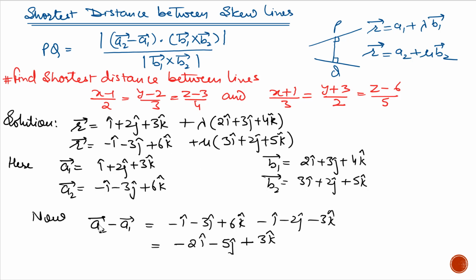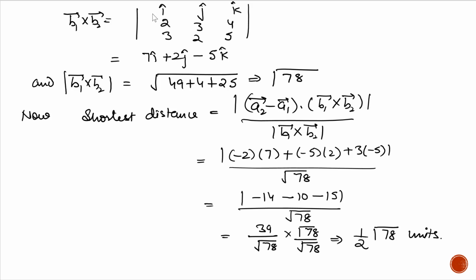First we calculate a2 minus a1, which is minus 2i minus 5j plus 3k. And b1 cross b2 equals the determinant of i, j, k, with the coefficients of b1 vector 2, 3, 4 and of b2 3, 2, 5. After solving the determinant, we get the value of b1 cross b2 as 7i plus 2j minus 5k. Now the modulus of b1 cross b2 is the root of 7 squared plus 2 squared plus minus 5 squared, which equals root 78.